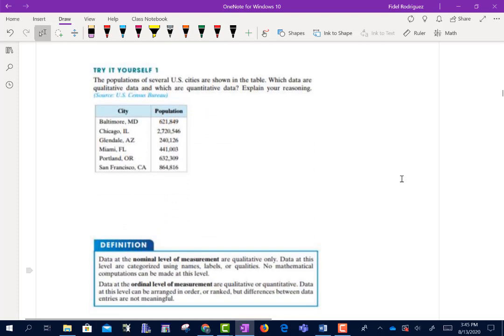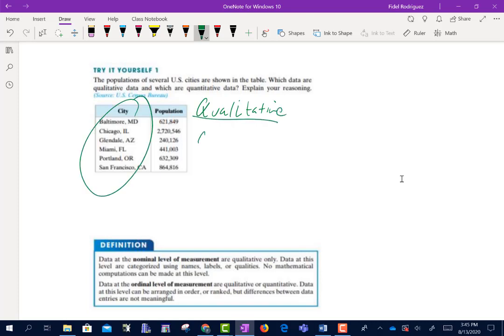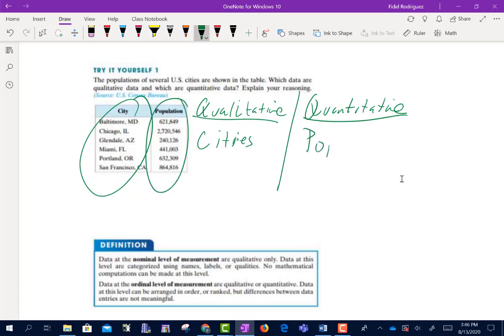Okay, so let's try another one here. Same thing. We're going to figure out which is qualitative and which is quantitative. Okay, so let's go this way. Qualitative. Remember, qualitative are labels, names. Well, the different cities, right? The cities are going to be that. The quantitative, so think of the word quantity, right? How much? The population.